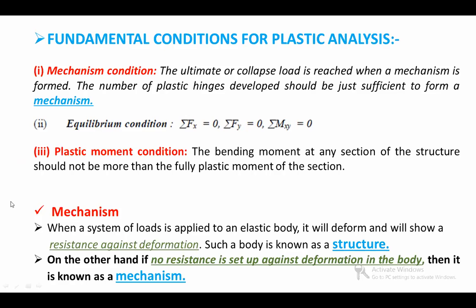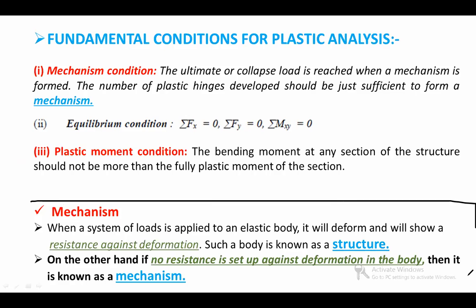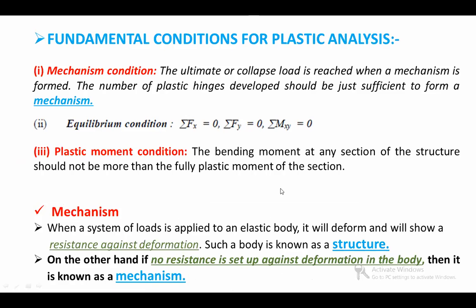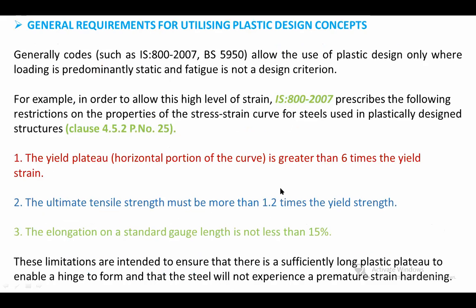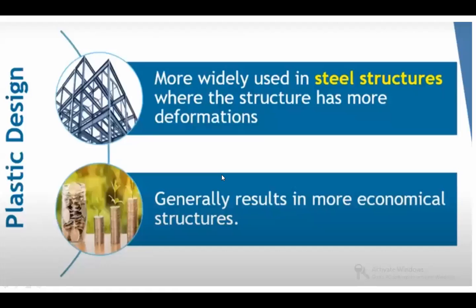Then this is known to you. Okay, mechanism, already I have told. This is the mechanism condition. When the system of load is applied to an elastic body, it will deform and will show resistance against the deformation. Such a body is called a structure. And if there is no resistance against the deformation in the body, that is called a mechanism, right? So these are the general requirements. Already you know that in bending stress theory.